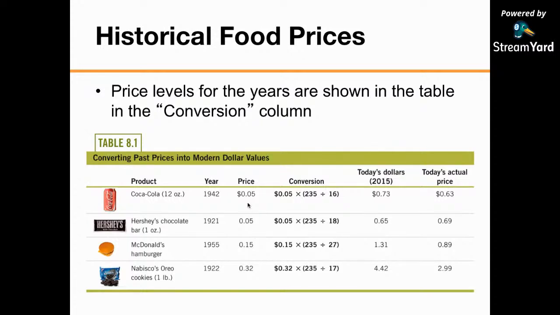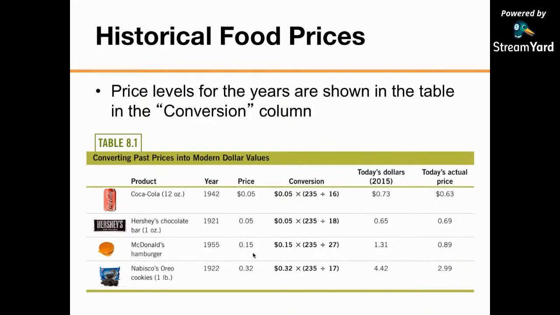You can see that this is what the price was in the base year that we were looking at, so 1942 or 1921. This is what the actual price was in 2015, and this is if we adjusted those prices to 2015 prices. They're pretty close.